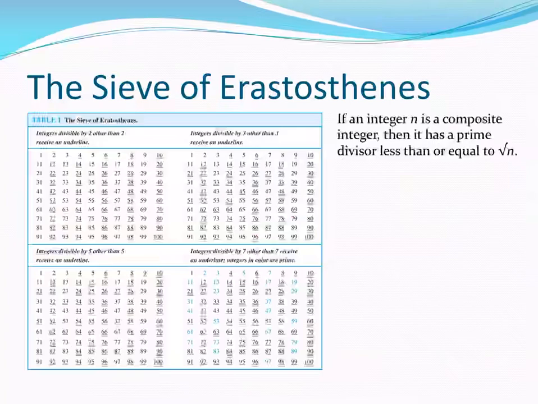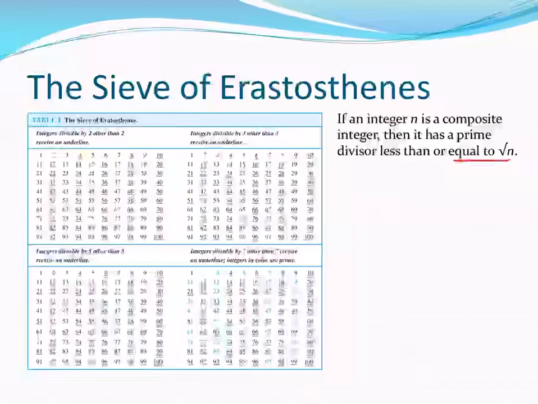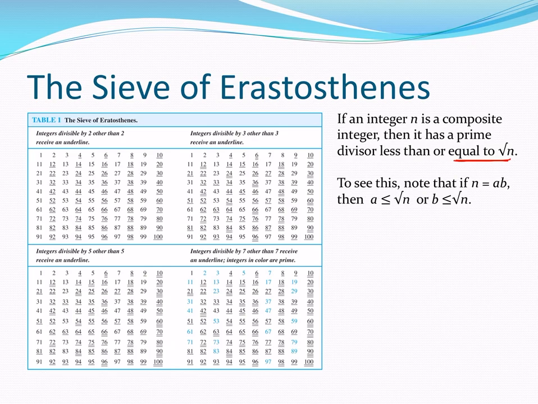And it turns out that we only need to consider the division of numbers less than the square root of the largest number that we're looking at. And the reason for that is if it is a composite, it's going to be equal to a times b, and one of those two numbers will be less than or equal to the square root of n, allowing us to capture the other number.